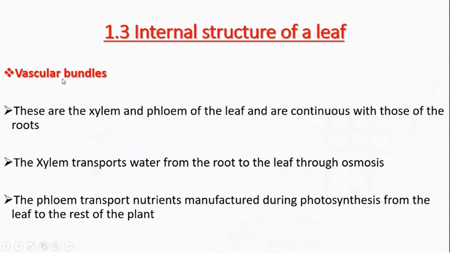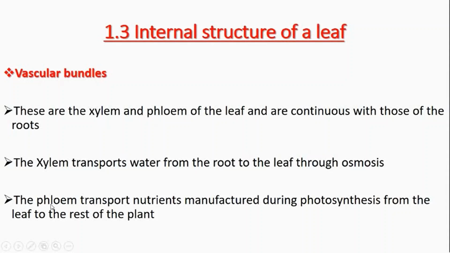Moving over to the vascular bundles now. We did talk about the vascular bundles when we were studying tissues. We said that they are the xylem and the phloem. So these ones are the xylem and the phloem of the leaf and they are continuous with those of the roots. The xylem transports water from the roots to the leaf through osmosis. Osmosis is the movement of water from a region of high concentration to a region of low concentration, just like diffusion. But osmosis is when we are concerned with H2O molecules, with water molecules. This is the xylem transporting that water from the roots all the way up to the leaves.